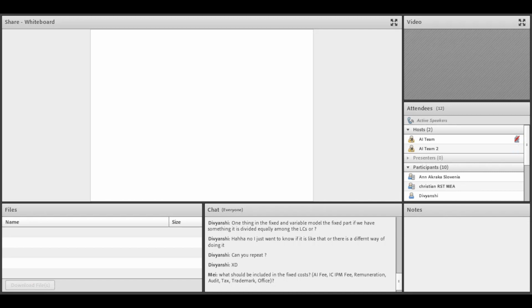Oh, by the way, guys, I just noticed something with the formulas, with the calculation.